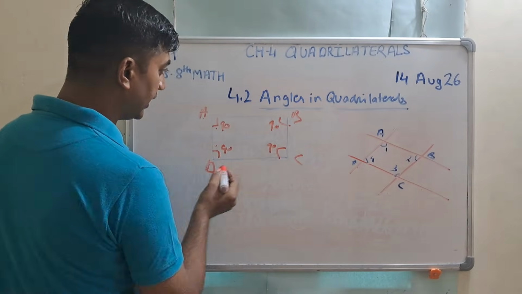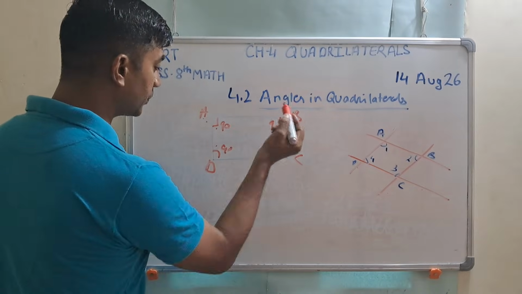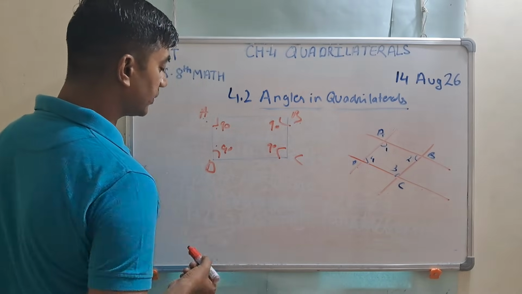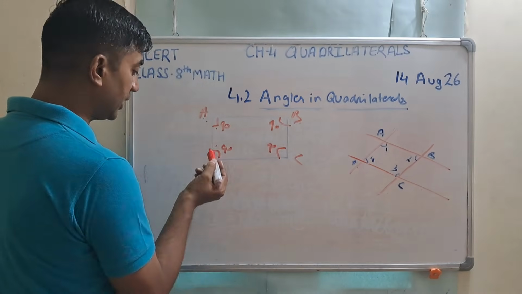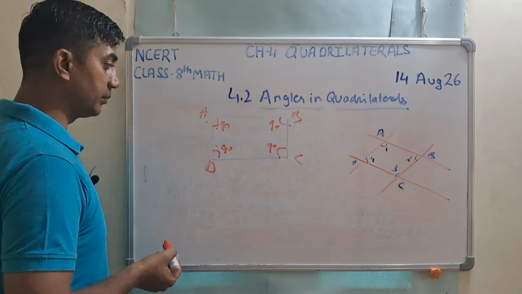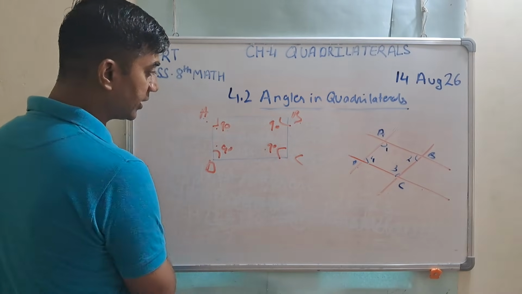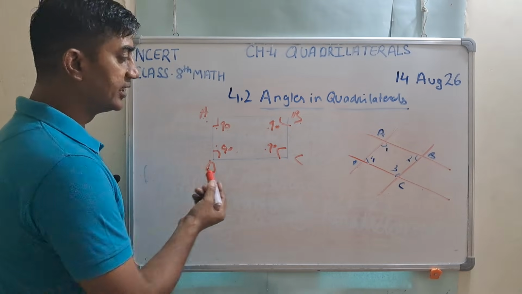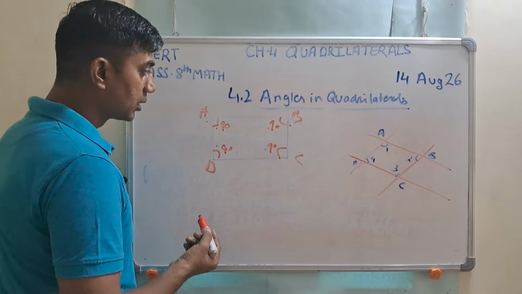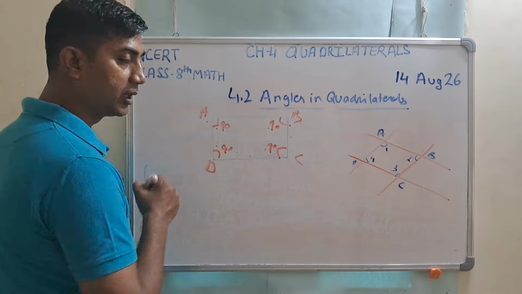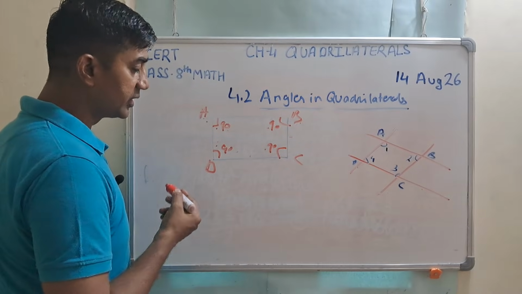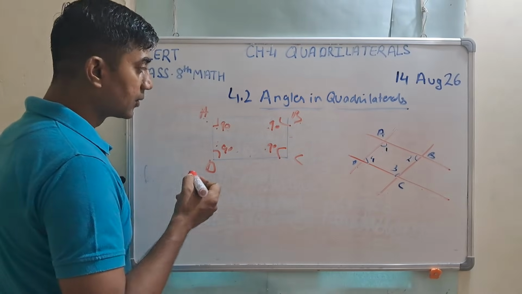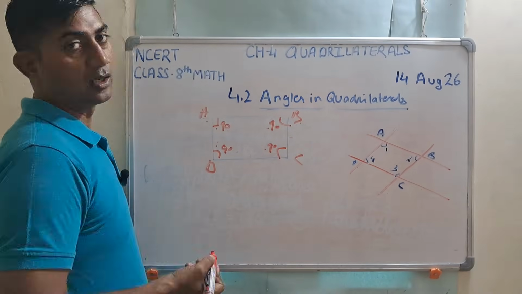Angle A plus B is 90, sorry, angle A plus B is 180, angle B plus C is 180, angle C plus D is 180, angle D plus A is 180. What does it mean? And opposite angles are equal. Is it a parallelogram? Of course, opposite sides are also parallel. What does it mean? Is it a parallelogram? Yes. All rectangles are parallelogram.